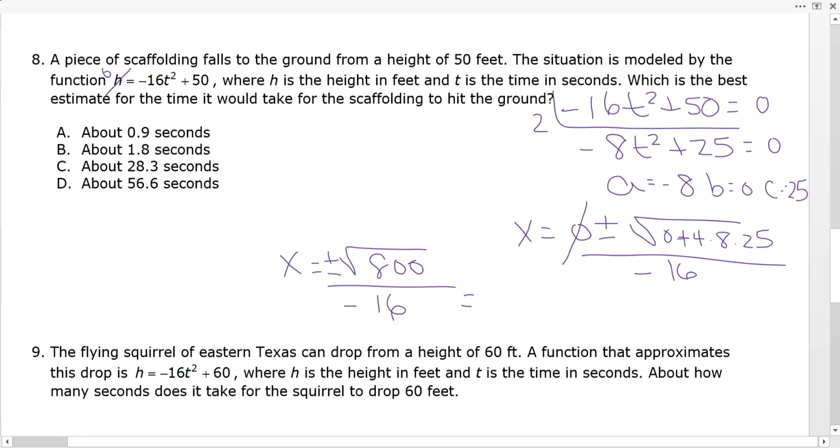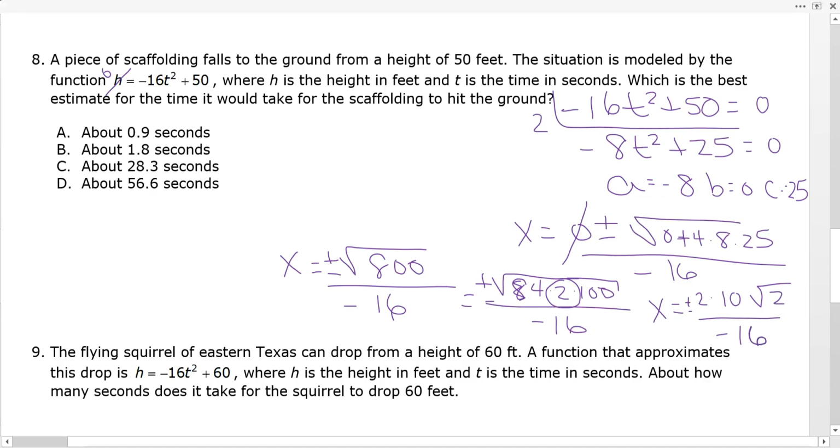So 800, it's going to be 8 times 100, which I just had, right? So I'm going to have 8, no I'm not, I'm going to have 4 times 2, which is 8, times 100 over -16. And I like that because this is the only thing that's going to be left. My square root of 4 is 2 times 10 times the square root of 2 all over negative 16. 2 times 10 is 20.